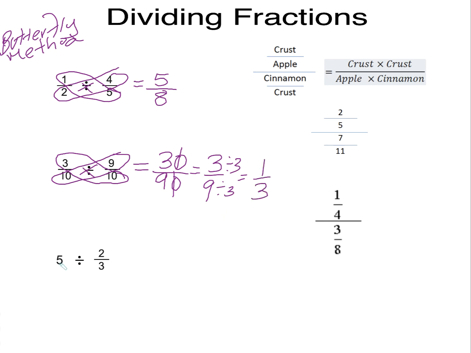Excellent. I have 5 divided by 2/3. Again, make this a fraction, put it over 1. And let's do our butterfly method. So going this way diagonally, because you're starting here from the 5 that you read in a book, 5 times 3 is 15 over, and then diagonally this way, 2 times 1 is 2, so I have 15 over 2.